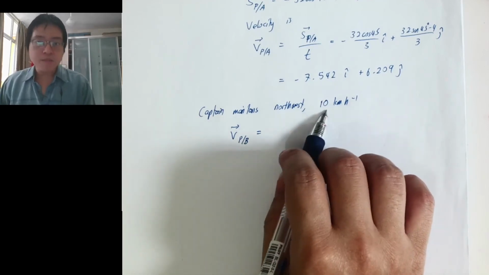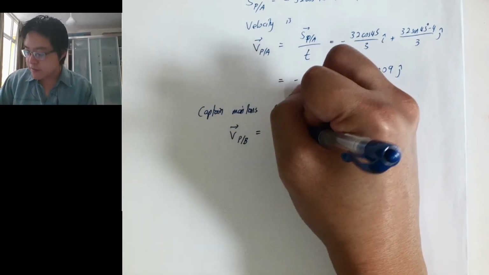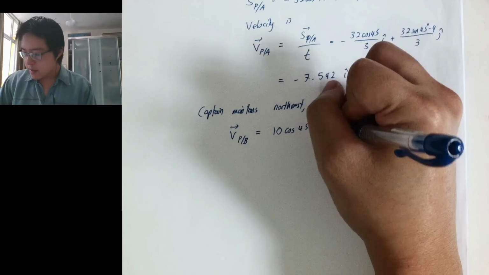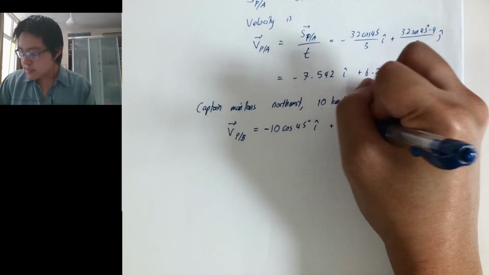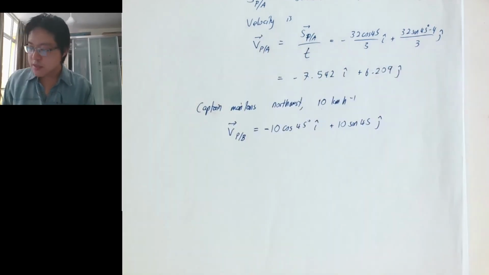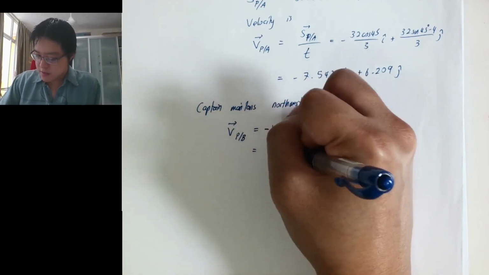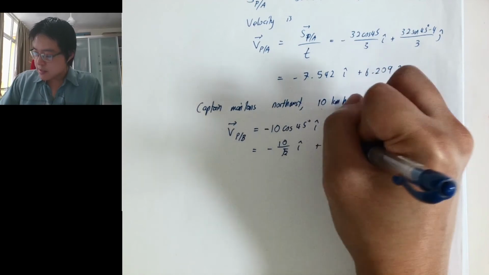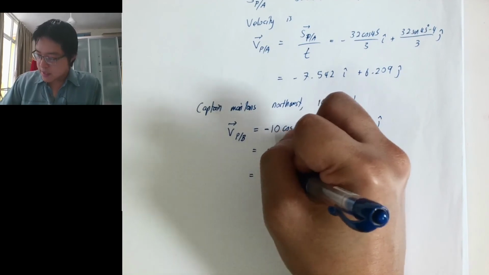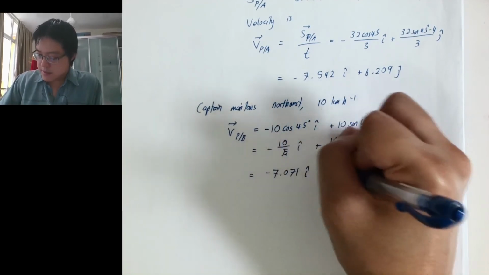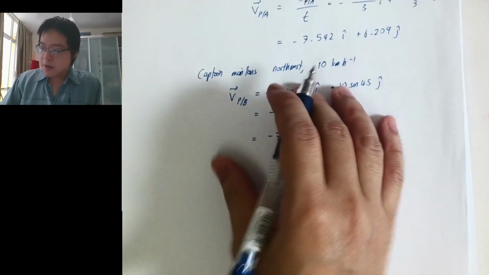10 kilometers per hour is the magnitude. Northwest is going to be left by 10 cos 45. Moving to the left, so I got minus. And then up north is 10 sine 45 j. Sine of 45 degrees is 1 over root 2, so it's basically 10 over root 2 i plus 10 over root 2 j. Number-wise it is minus 7.071 i plus 7.071 j. Whichever way is up to you to keep it, but anyway, we got the expression already.